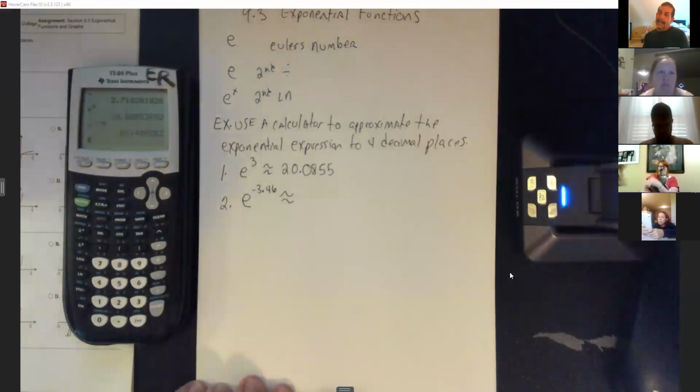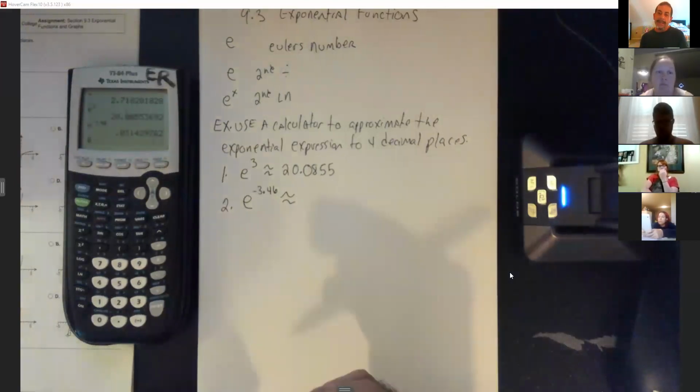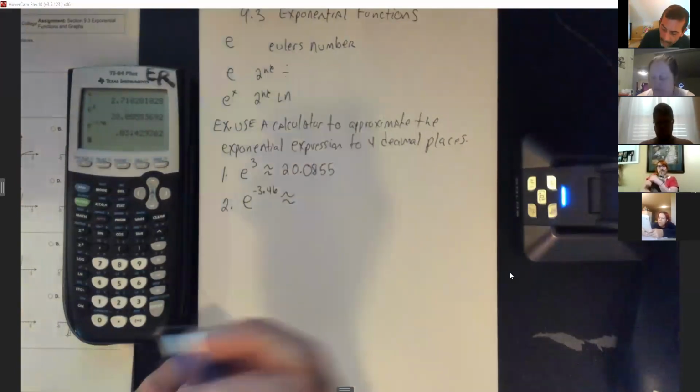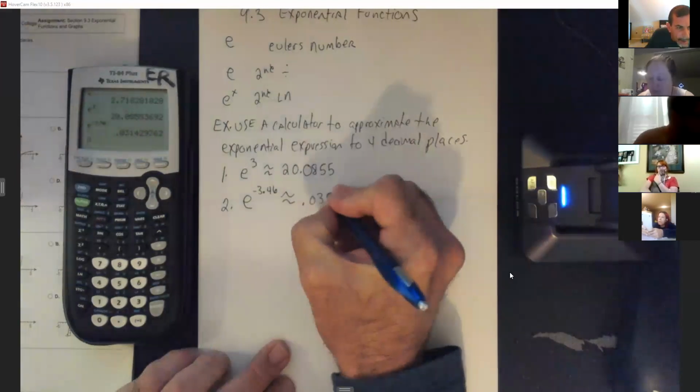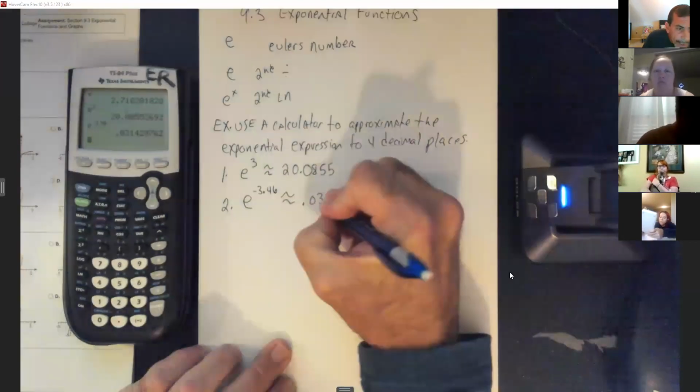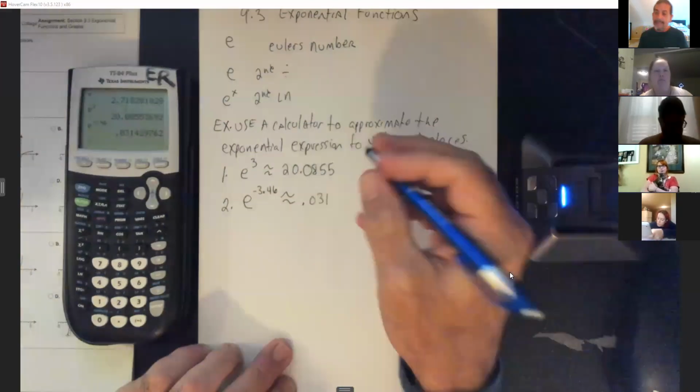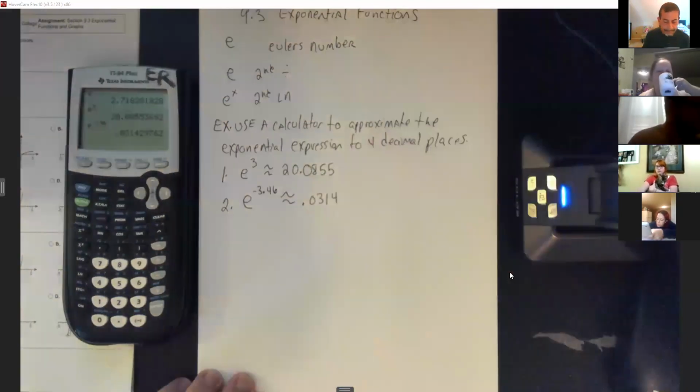Now, since that's a negative exponent, it's got to be less than 1 technically. And if you notice, that is 0.0314. And then, yeah, I'm going to go with that because that 4 had a 2 after it. Okay.